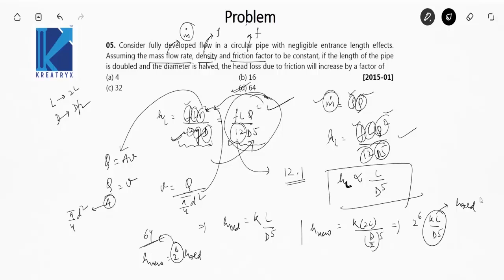So you see the questions are actually based on simple concepts, and this topic is very important from the GATE point of view.